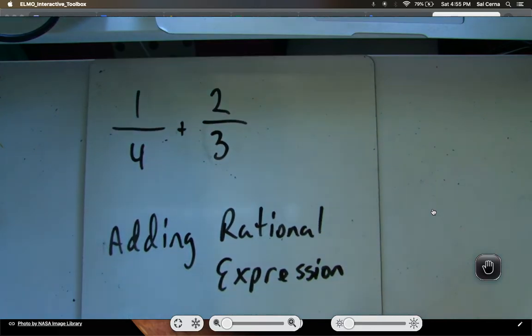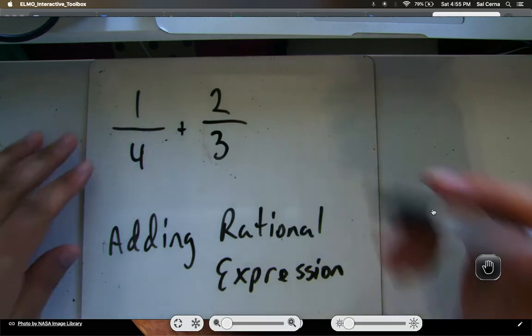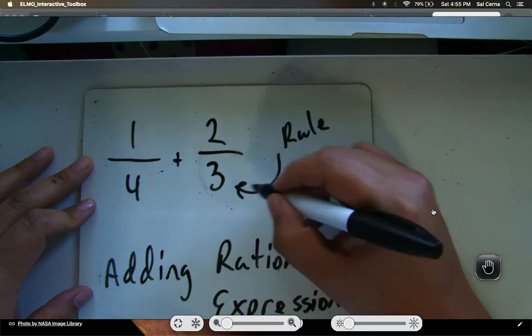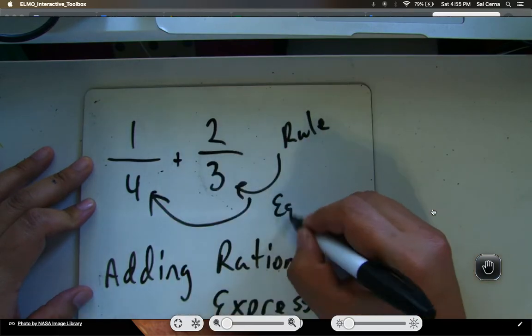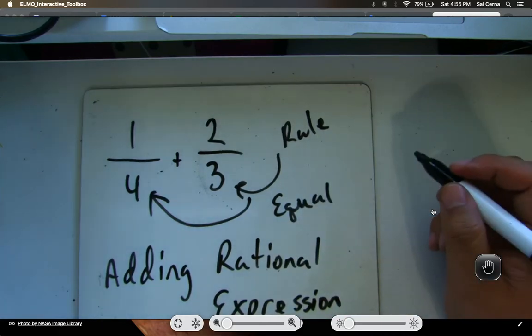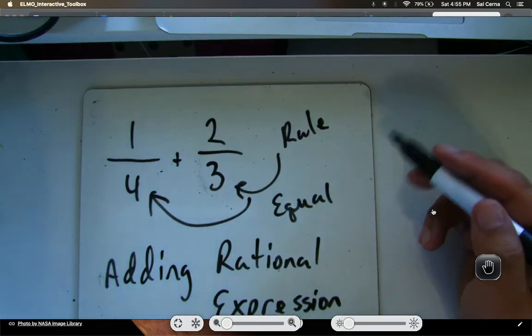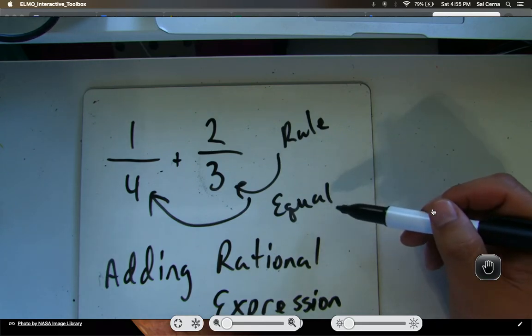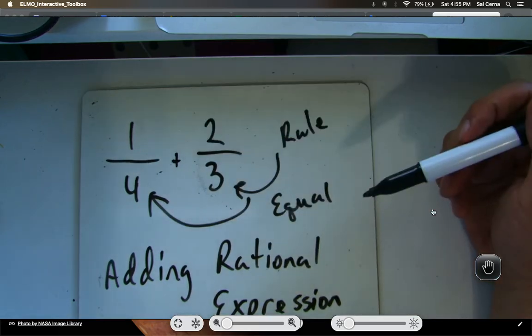All right, folks, this is the first video introducing the concept of adding rational expressions. In order to understand how to add rational expressions, we're going to revisit the idea of adding fractions. When we add fractions, our rule of thumb is that the denominators have to be equal in value. In other words, they're identical numbers.